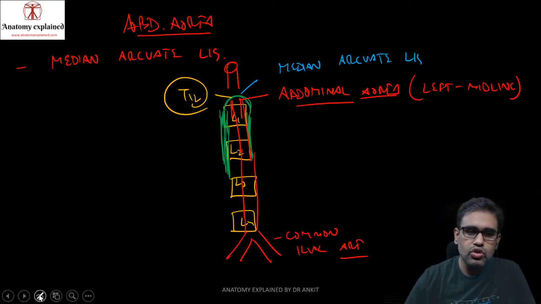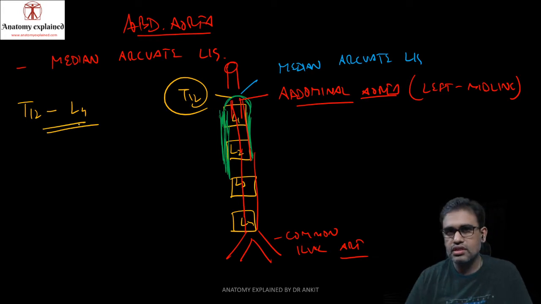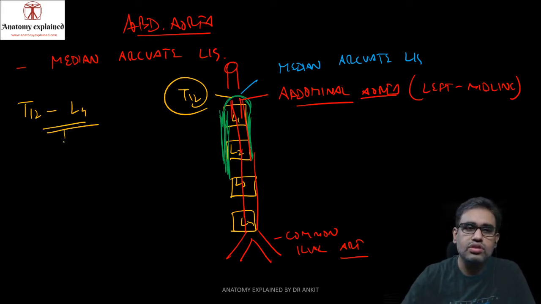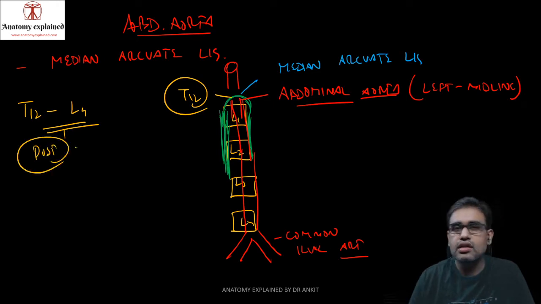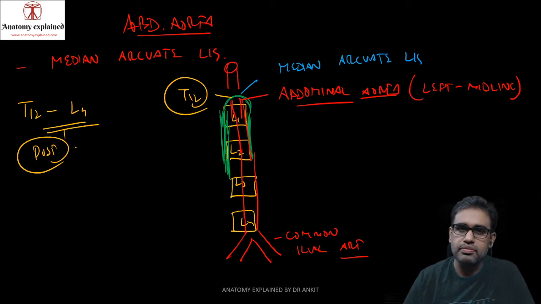So if you talk of the course of the abdominal aorta, its vertical course is from T12 to L4. That is roughly the course of this abdominal aorta, where on the posterior side it is close to the posterior part of the abdominal cavity, close to the left side of the midline at the vertebral column. So this is the course of our abdominal aorta.